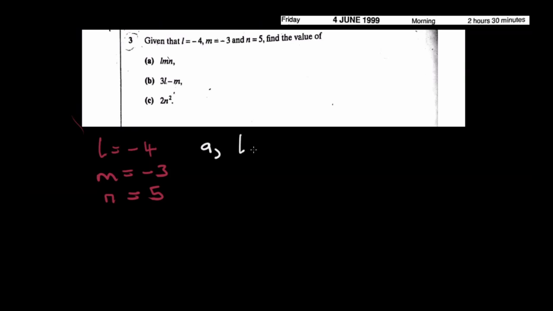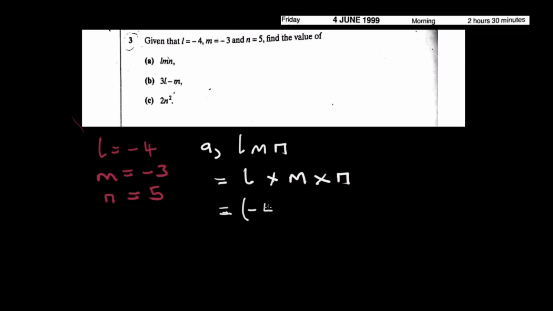(a) is saying LMN. So we should understand what LMN means. This means L times M times N, right? Then we go to our collected data. We take note that L is -4. So instead of writing L, we are going to substitute or replace L with -4. But take note, you should always use brackets.